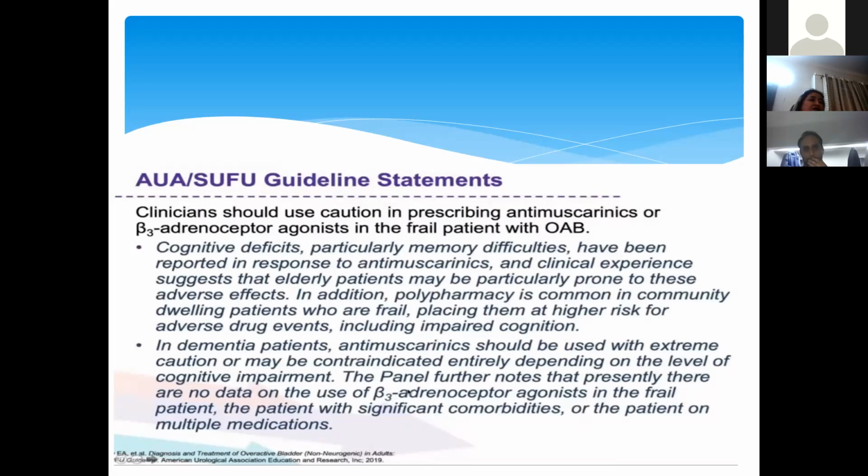Because all of my patients are 65 plus. Now, when the Western literature says a frail patient, they say 80 and above. Keeping in mind the average age in Pakistan, I would say 60 plus ladies have as many comorbidities as 75 plus in Western countries. So cognitive defects, particularly memory difficulties, have been reported in response to antimuscarinics, and clinical experience suggests that elderly patients may be particularly prone to these adverse events.